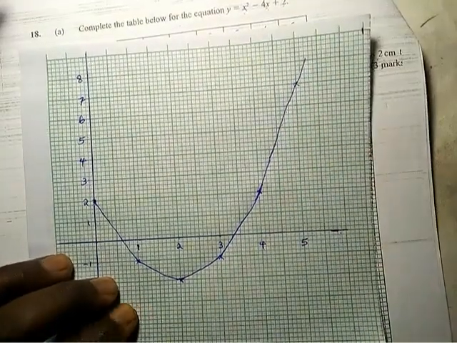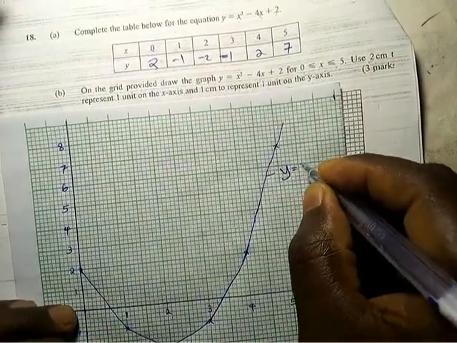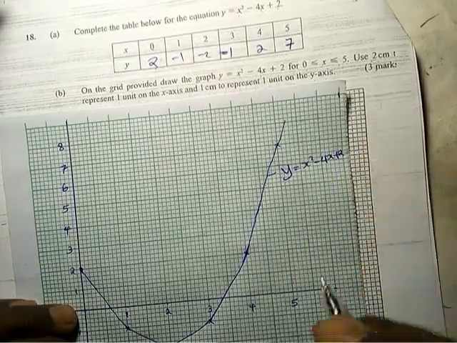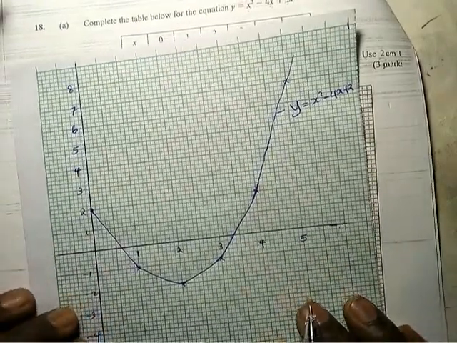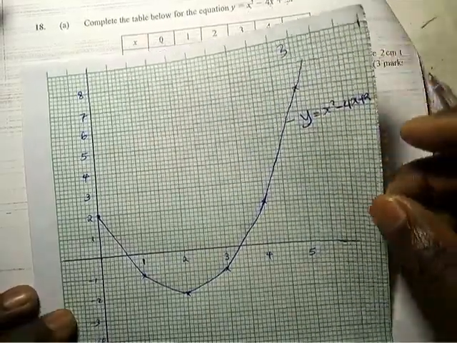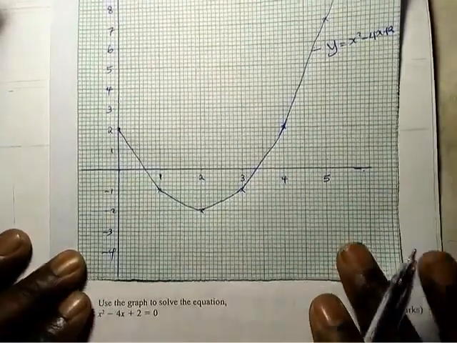Like that. And then you label this curve y is equal to x squared minus 4x plus 2. Very nice. Now you have drawn and you have scored your 3 marks, as simple as that. So let us go to the next question.